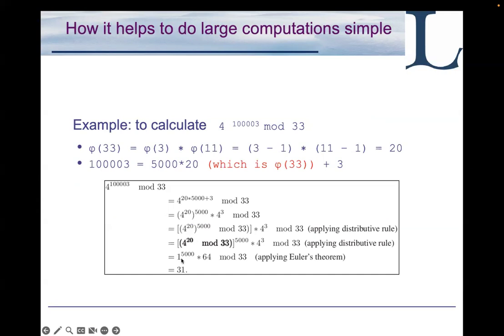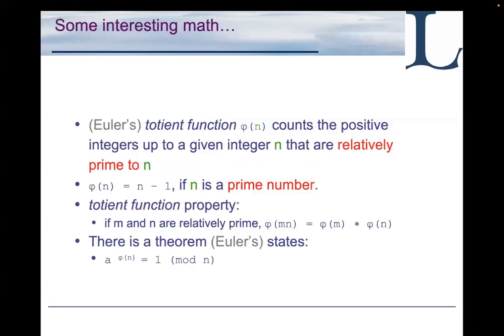So you see, we simplified this quantity to the computation of 1 to the power of 5,000, multiplied by 64, which is 4 to the power of 3, and taking the modulus. This is a very simple computation, which results in 31. I'm telling you this just to illustrate the interplay of different mathematical relations between prime and relatively prime numbers.